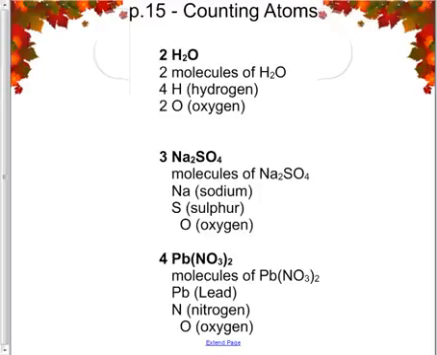If we look at the next chemical, I can tell how many molecules I have by the coefficient. So I have 3 molecules of sodium sulfate. If I look at the subscript, 2 sodiums will always get multiplied by the coefficient. So I will have 6 sodiums. If I look at the subscript for sulfur, it's missing. Missing means 1. So 1 times the coefficient of 3. If I look at the subscript for oxygen, I have 4 oxygens, but I have to multiply by the coefficient. So 4 times 3 is 12. So overall, here's my answers for this example.